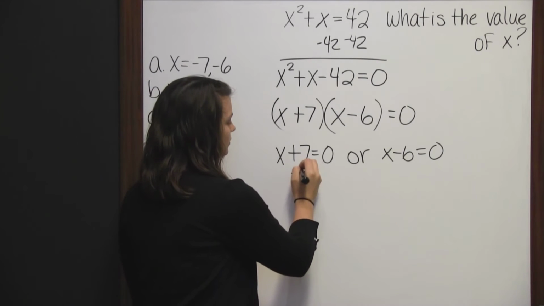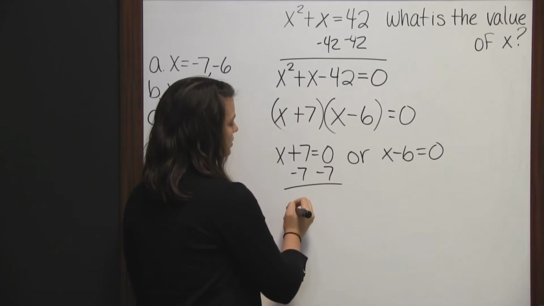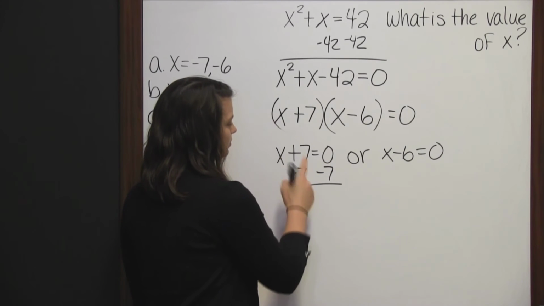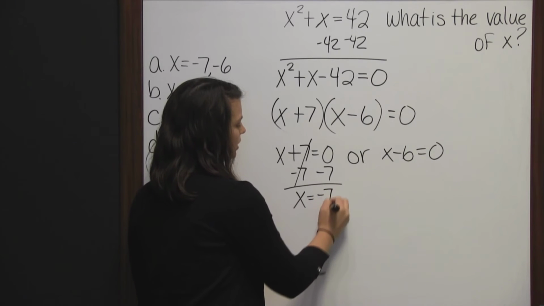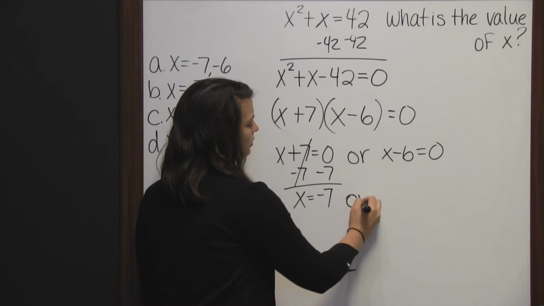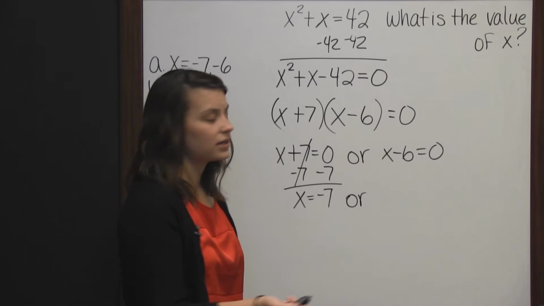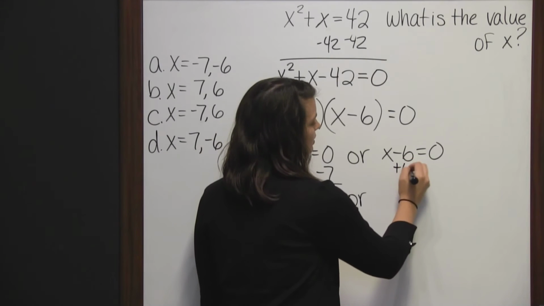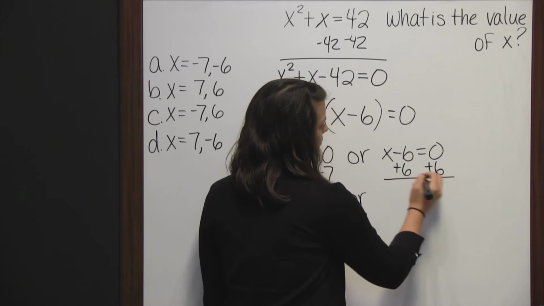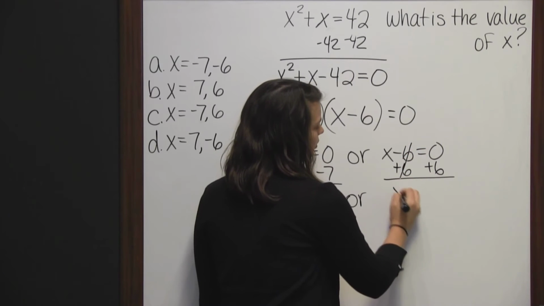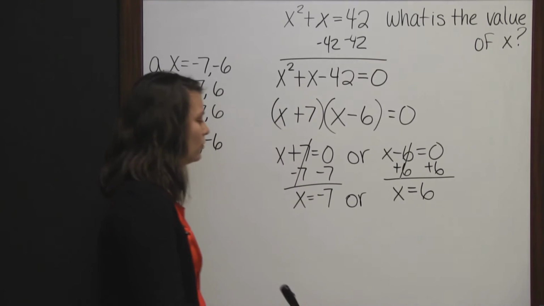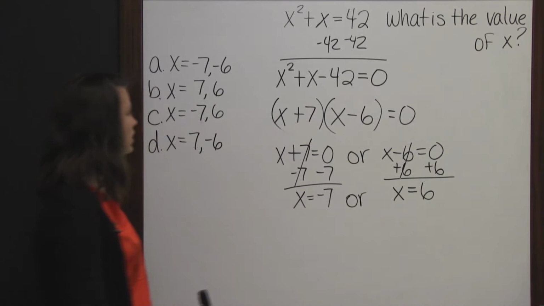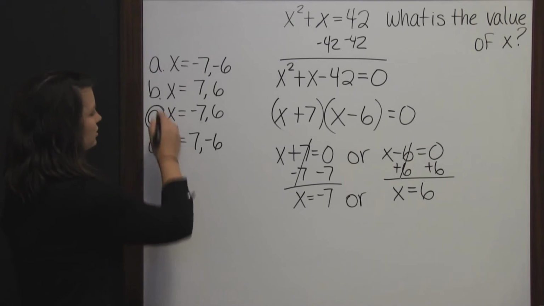So to solve for x on this one, we need to subtract 7 from both sides. Bring down the x. Plus 7 minus 7 is 0. Bring down your equals. 0 minus 7 is negative 7. Or, to solve for x in our second equation, we need to add 6 to both sides. Negative 6 plus 6 is 0, so x equals 0 plus 6 is 6, which means x is negative 7 or it is 6, and that's answer C.